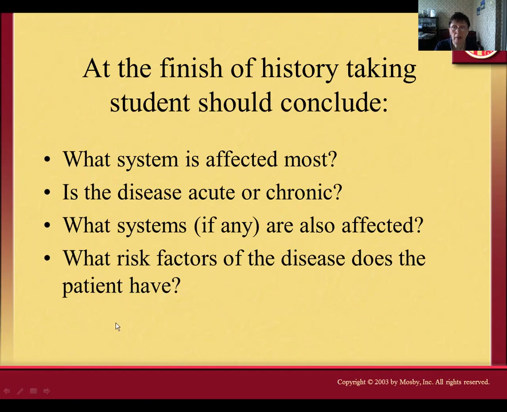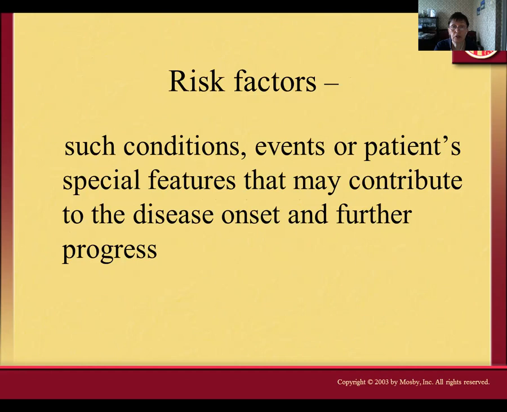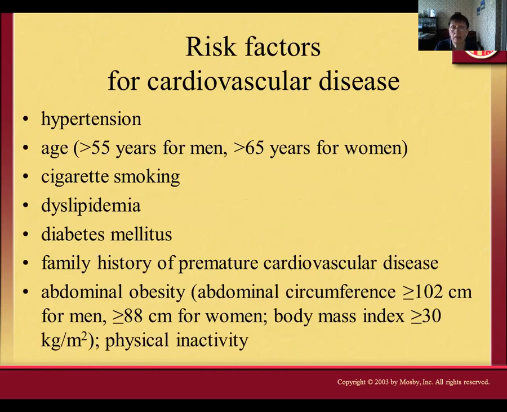And the last question is about life history. What risk factors of the disease does the patient have? In this case, we need to know what are risk factors. These are such conditions, events of patients or patient special features that may contribute to the disease onset and further progress. On this slide, you can see the examples of risk factors for cardiovascular disease. You see a lot of risk factors such as age, smoking, hypertension, diabetes, and so on may influence the development and progression of the CVD, abbreviation CVD.